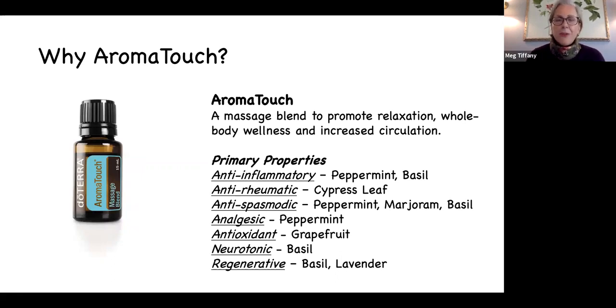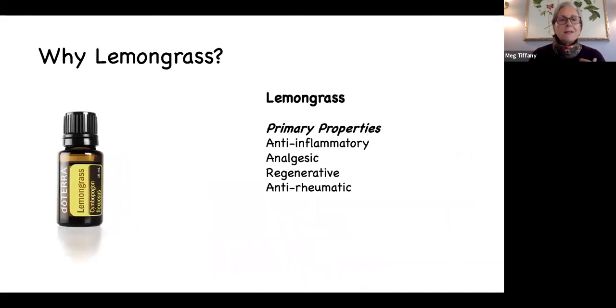So Aromatouch, which is one of my favorite oils, is both energizing and relaxing, and it helps increase circulation. So it can help flush inflammation away where it doesn't belong or where it's done its job and then needs to go away. It also has the primary property of being anti-inflammatory. You have the peppermint, and you have basil added into this blend, which is also neurotonic. It's anti-inflammatory, and it also helps with regenerative activity. It's a wonderful, wonderful oil to add into your toolbox.